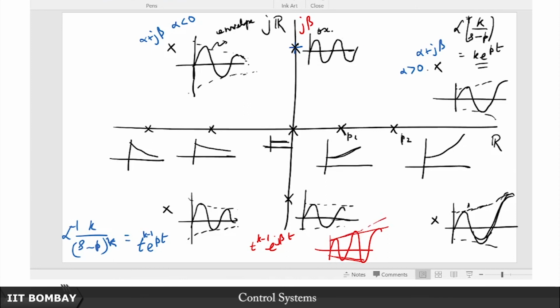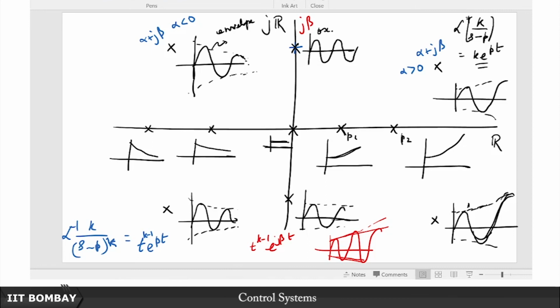It will definitely not be as bad as this, but if it blows up, it is unstable. For all practical purposes, I do not care if it blows up at an exponential rate or at a polynomial rate; that it blows up is bad enough for me. So that is why we make this distinction.